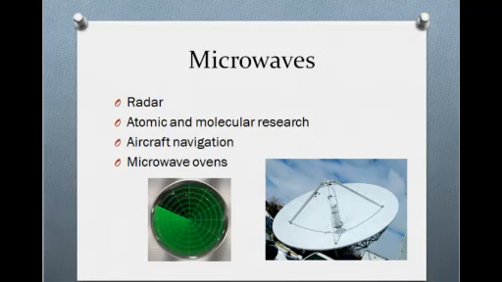is microwaves. Microwaves are used in radar, atomic and molecular research, aircraft navigation, and, of course, in microwave ovens. The way that radar and some satellites like satellite dishes like this use microwaves is they'll send out a signal and wait for whatever bounces back. Sonar works the same way, so animals like bats and dolphins use that to navigate and find food as well.